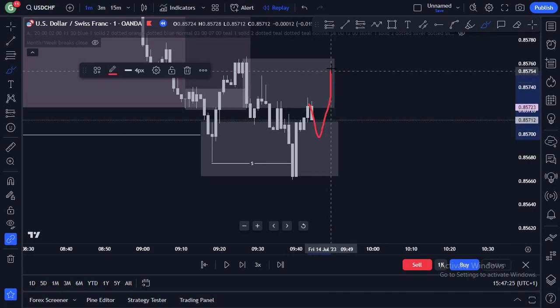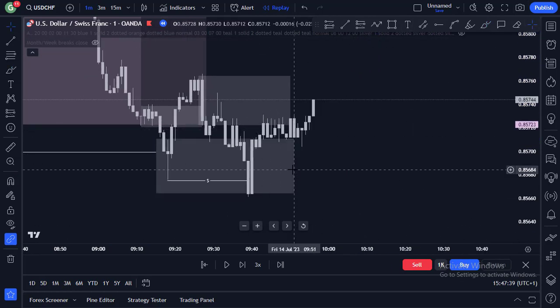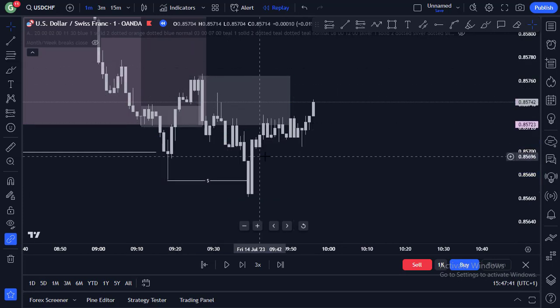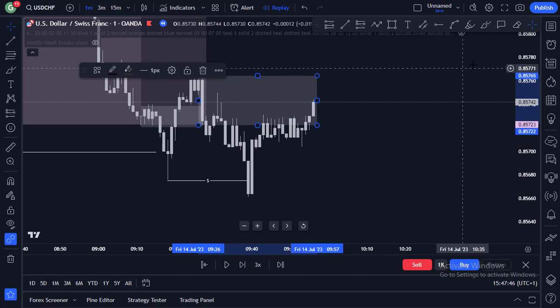So if price breaks above this, then we can set our entry to take a buy to the upside. So let's see what price does. All right, let's play price and see what it does now. I'm just going to delete this. That's a POI. So let's see if price has reacted very nicely.